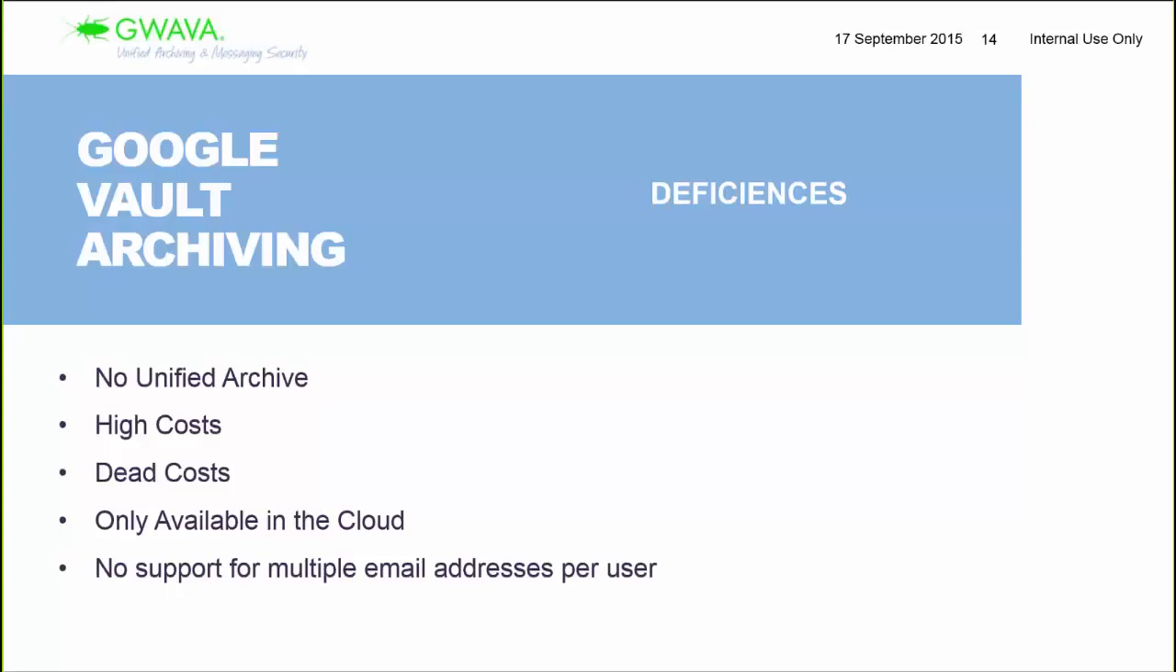Another interesting thing is that there's not support for multiple email addresses per user. This is quite common, right, for different organizations, that one user can have different email addresses depending on what they're doing. This would be very pertinent for organizations that are like an umbrella company, where an employee is representing different branches of that company and has a different email address for each branch. Google Vault doesn't support those multiple email addresses per user. They just have one.